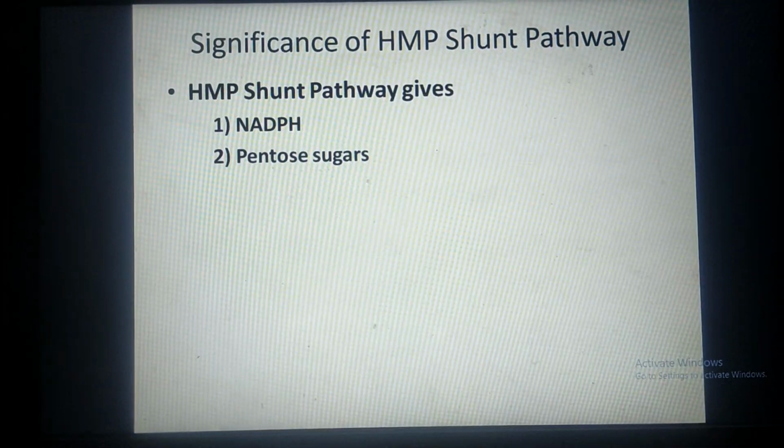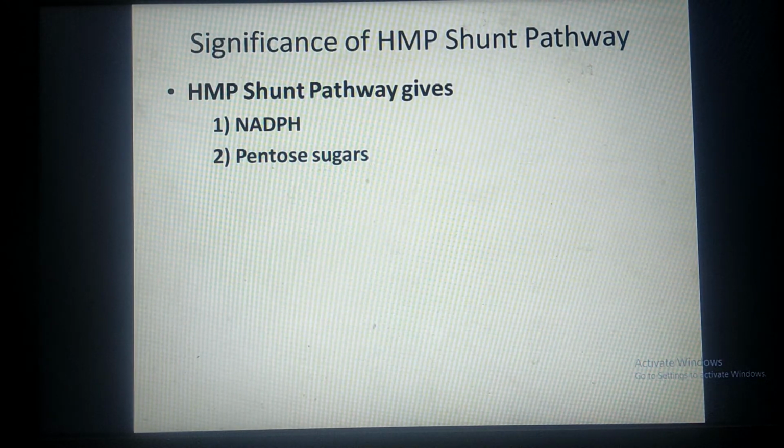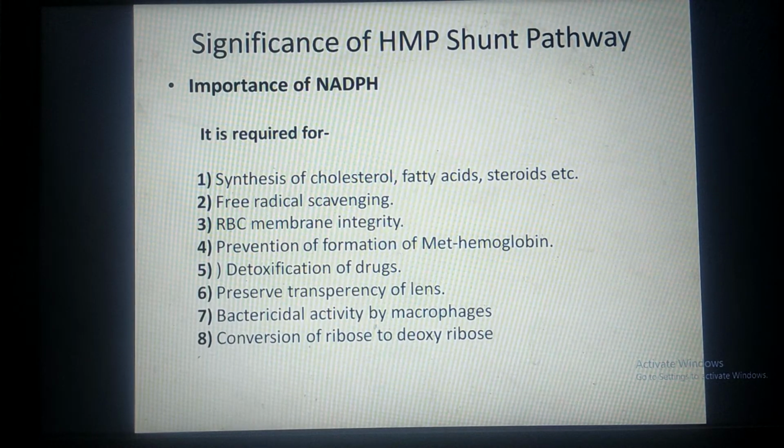Significance of this pathway. This pathway gives us two important components. First is NADPH and second is pentose sugars. So we will see the importance of these two. First, importance of NADPH for the human body. First important thing is NADPH is required for synthesis of cholesterol, fatty acids, steroids, etc.